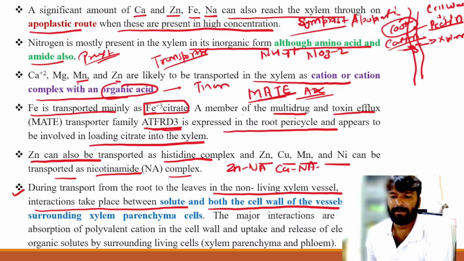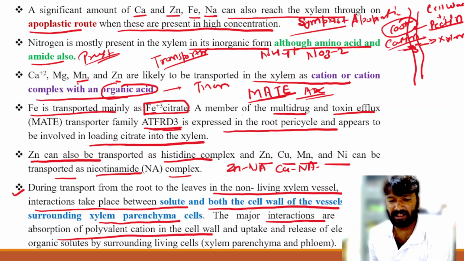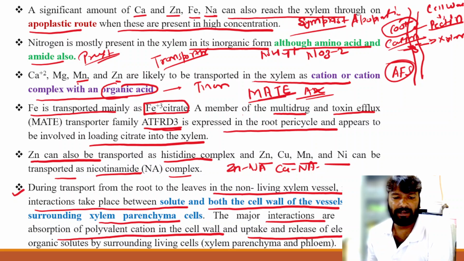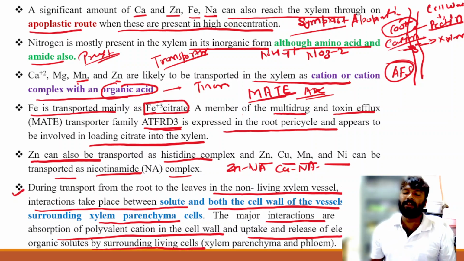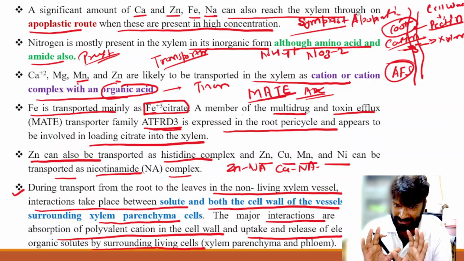Okay, and in the surrounding xylem parenchyma cells, the major interactions are exchange and adsorption of polyvalent cations in the cell wall, as in the root, and uptake and release of elements, and because there will also be formation of apparent free space, which is only surrounded by living cells. Okay, so xylem loading is very clear.